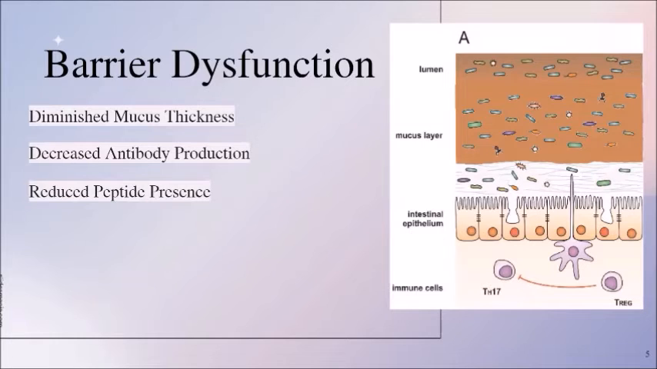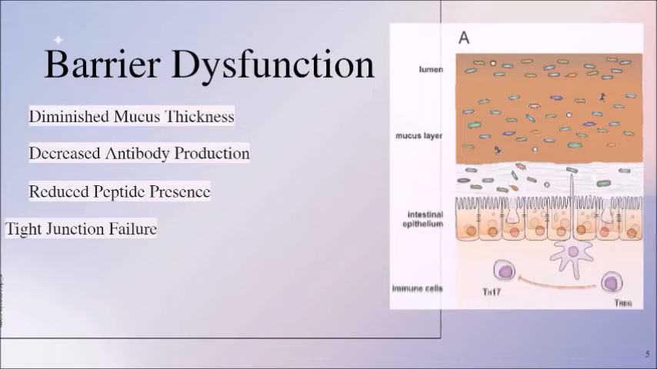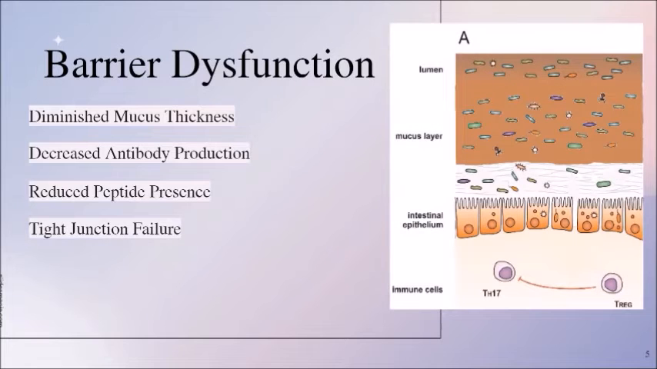Finally, the epithelium itself can be weakened by mutations in genes encoding claudins, the primary proteins used in tight junctions. Without these tight junctions, bacteria and food particles can slip between the epithelial cells and into the lamina propria.